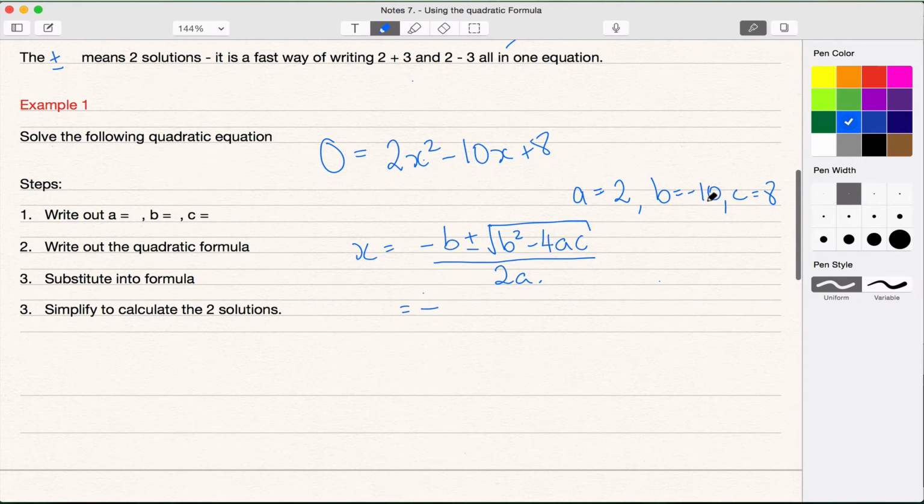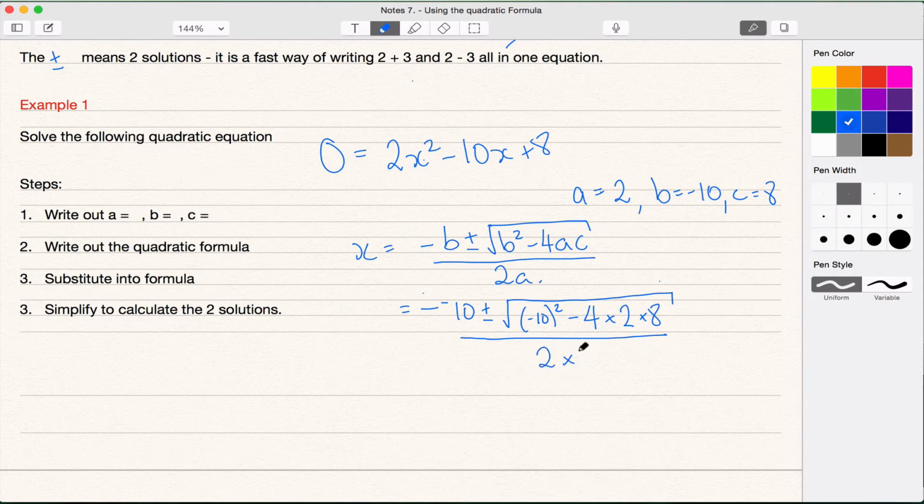So negative b is negative 10 plus or minus square root of negative 10 squared minus 4 times 2 times 8. Put that all under the square root sign. Big fraction line, vinculum is the name of the fraction line, over 2 times a, which is 2.